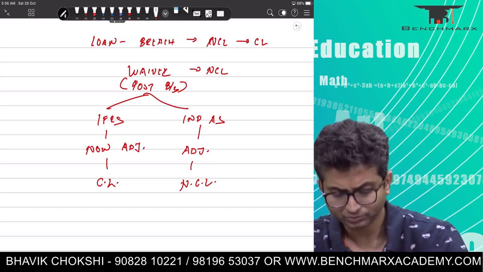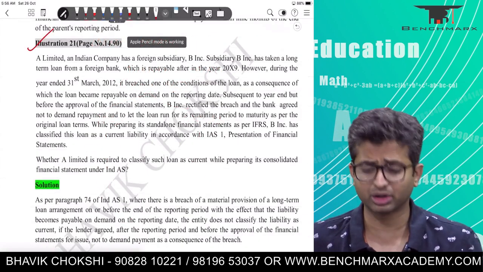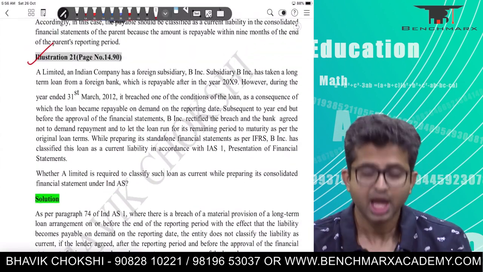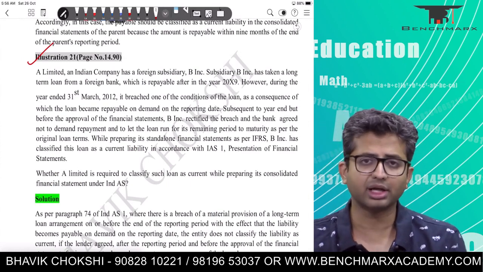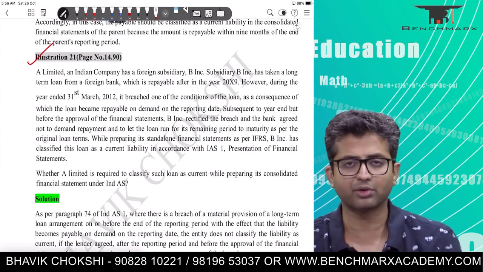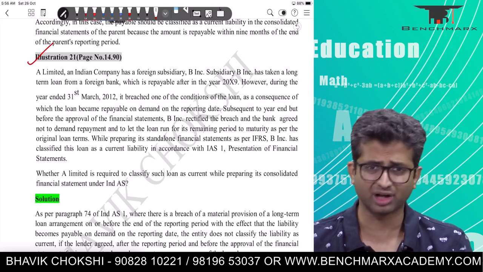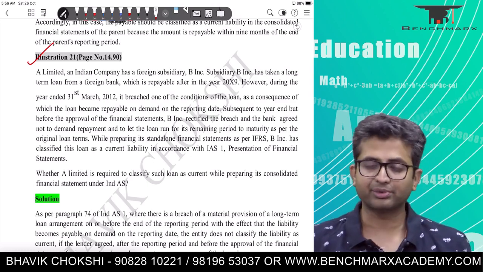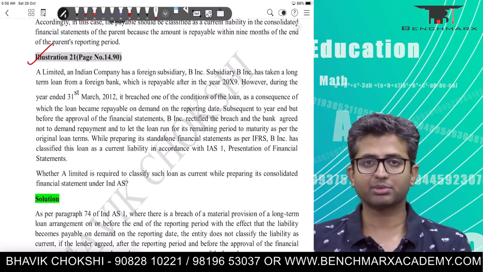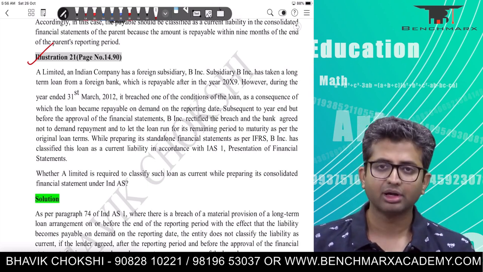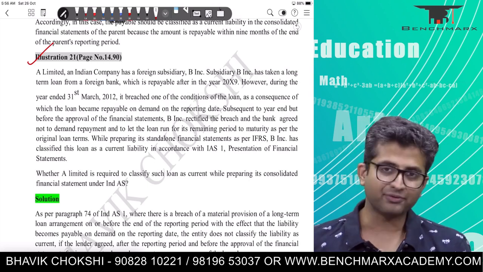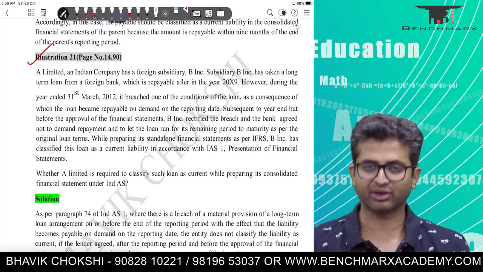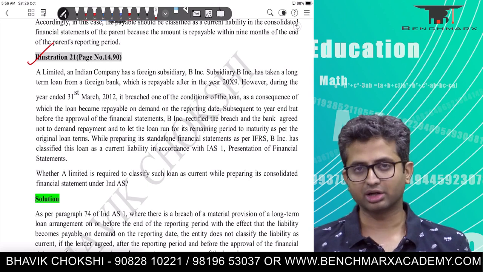In the context of consolidation, what is happening in this question, if you read, is there is an Indian parent and there will be a foreign subsidiary. The foreign subsidiary has prepared its accounts as per IFRS, and you are trying to consolidate accounts as per Ind AS. Now, this foreign subsidiary must have breached, and a waiver must have been received in the post-balance sheet period. Because under IFRS, this is a non-adjusting event, the subsidiary would have shown the loan as a current liability.